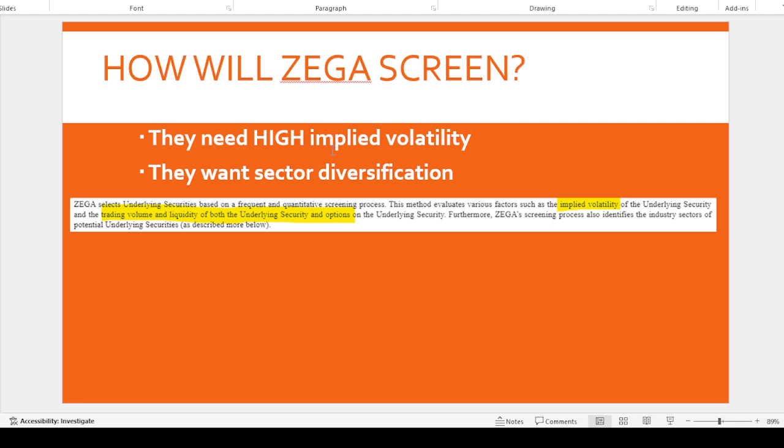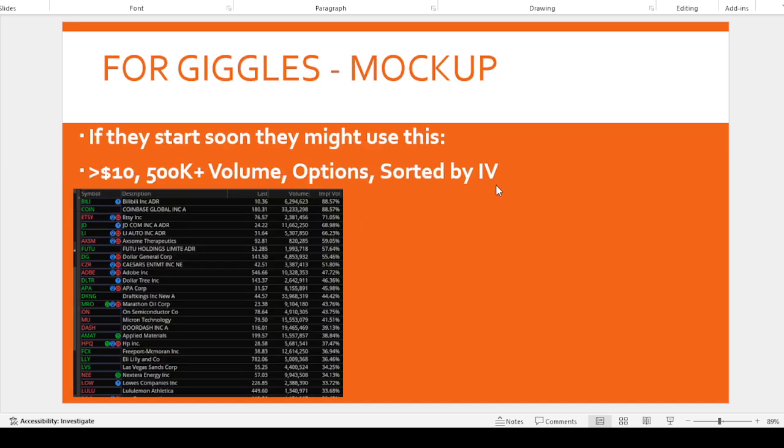I was kind of wondering how will Zega screen, because they mentioned in the prospectus that they need high implied volatility and they also want some sector diversification. So basically, just for giggles, this is just a mock-up. What I did was I went to the Thinkorswim screener, and I tried to put in a few things that I think that they would also look at.